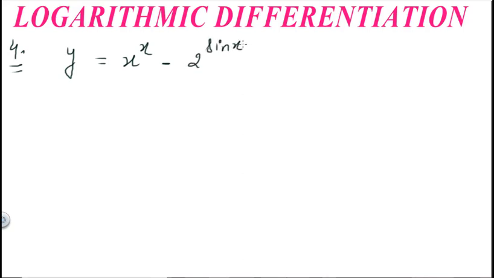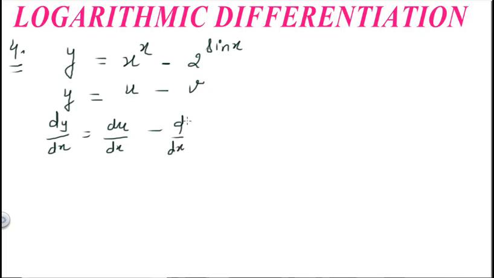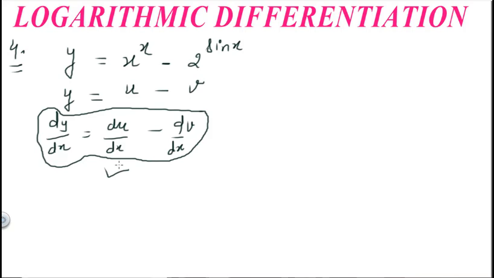Clear? Whenever things of this kind are given, you will consider one function as u, another function as v. Correct? So what we will have? y is equal to u minus v. So what will be dy by dx? You just see, you will have du by dx minus dv by dx. So actually we have to just get to know this, and we will be finding dy by dx. Now our purpose is to calculate the value of du by dx and dv by dx. Let us first get du by dx.